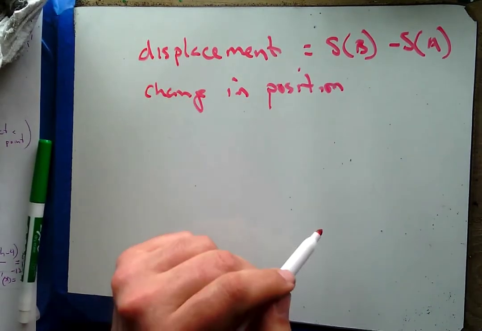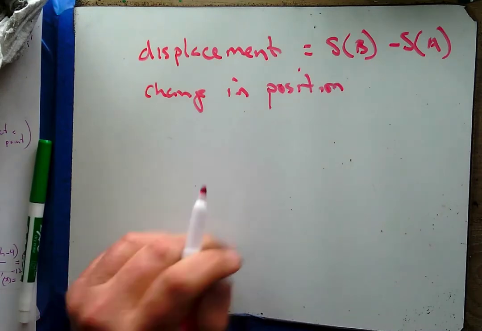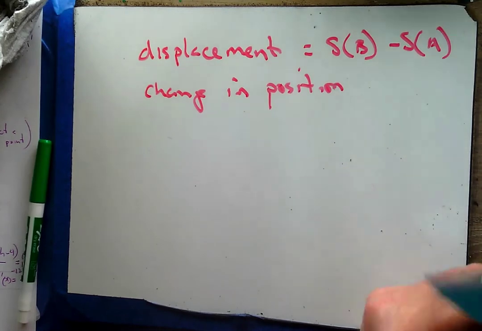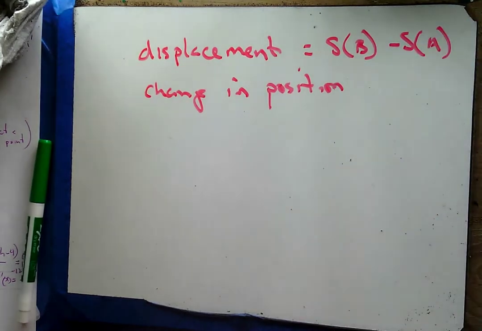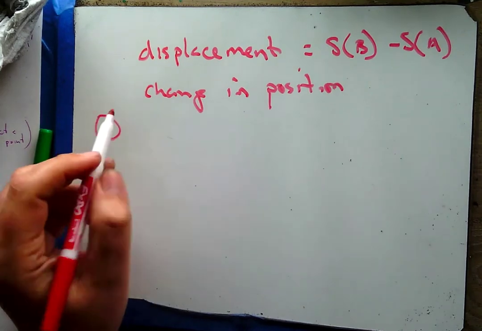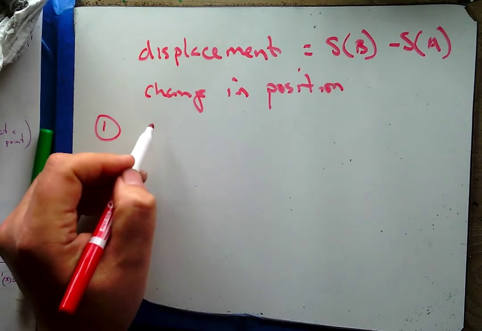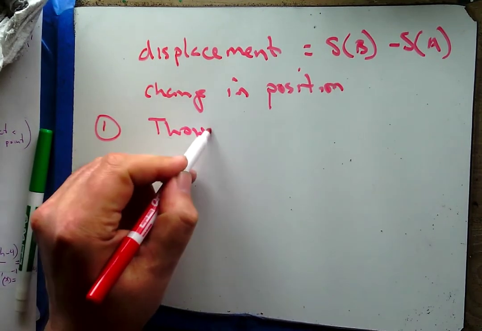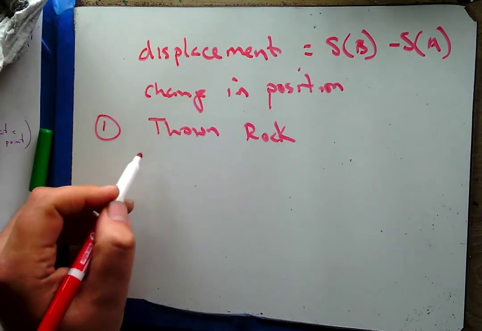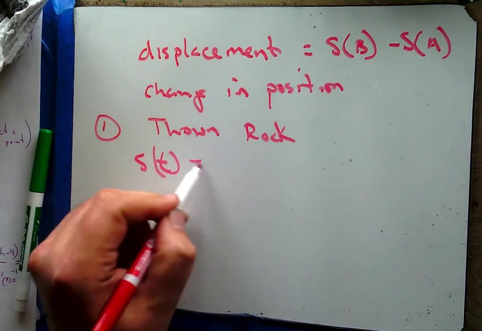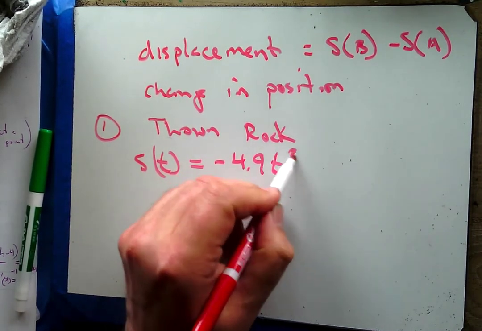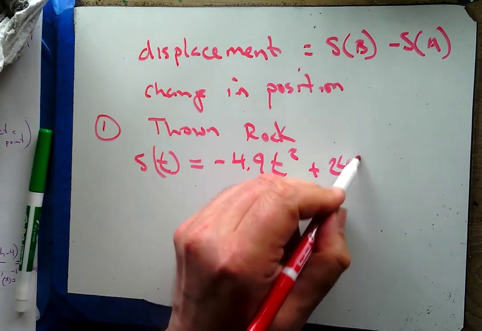That's what displacement is. Okay? All right. Next, I'd like to look at three situations. The first one has a thrown rock. And the height of the rock, the position of the rock, is given by s of t equals negative 4.9 t squared plus 24t.